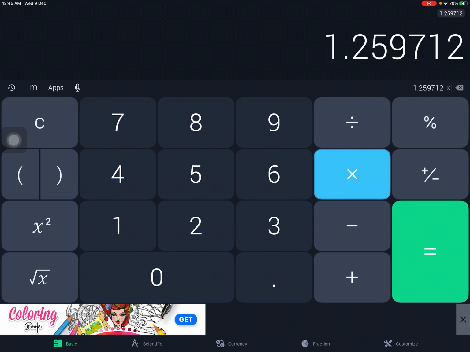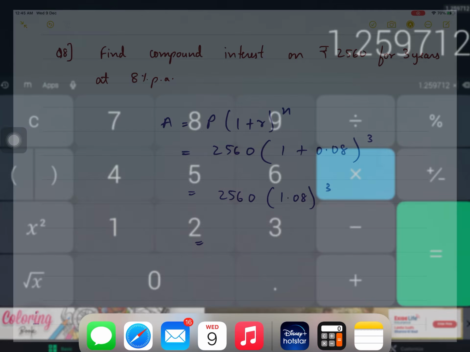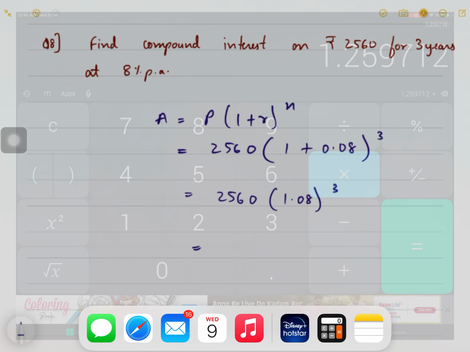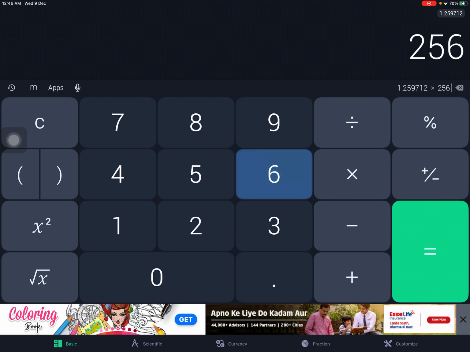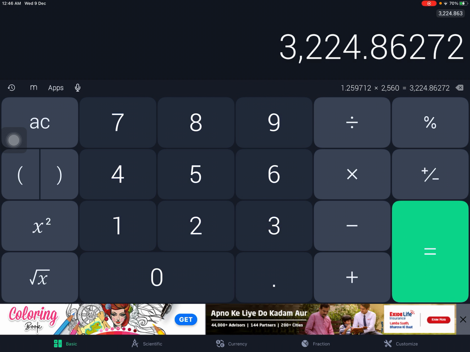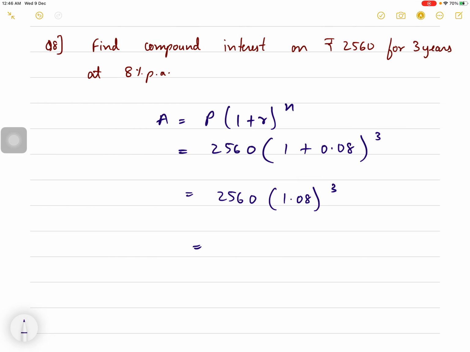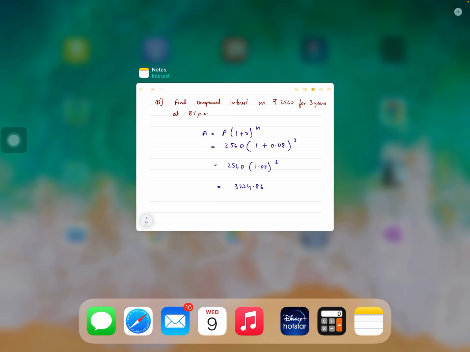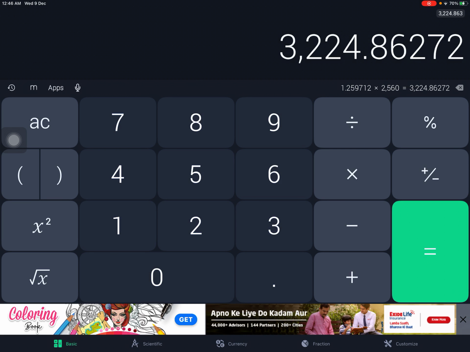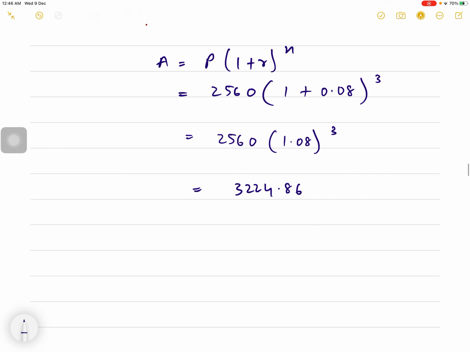1.08 raised to 3, multiplied by 2560. It comes to 3224.86.